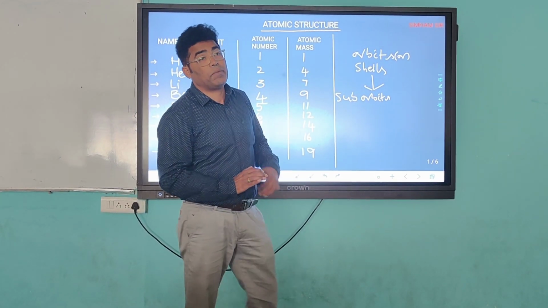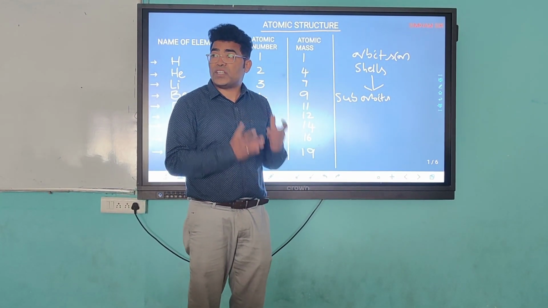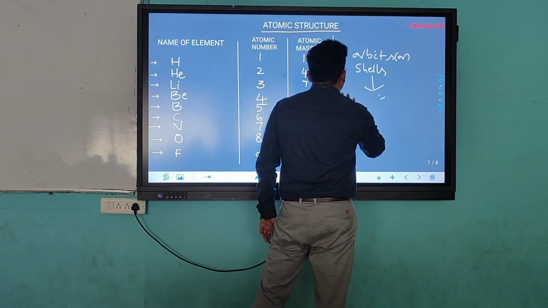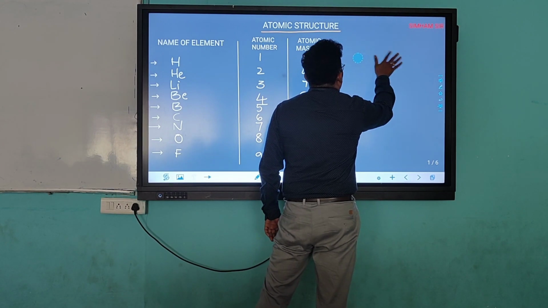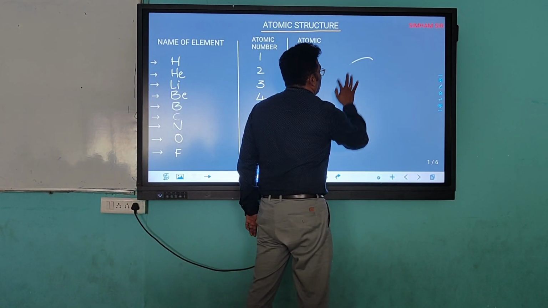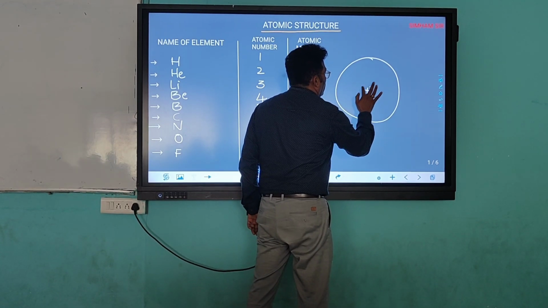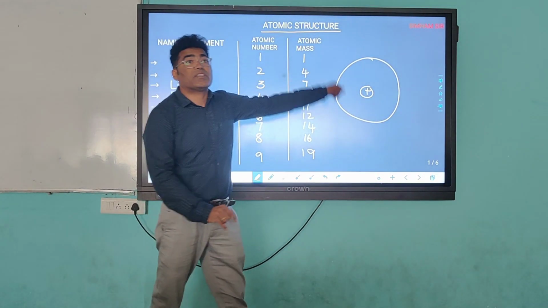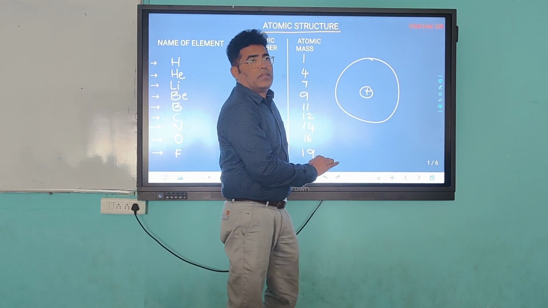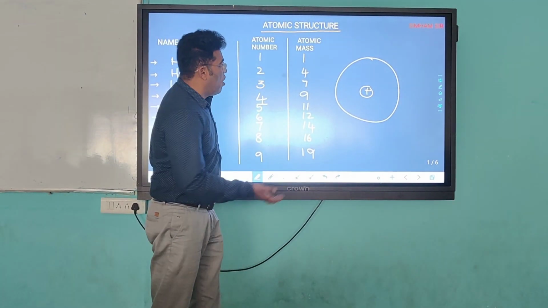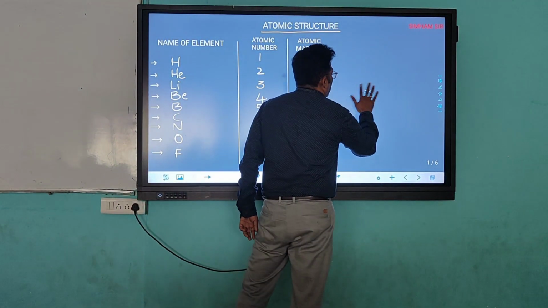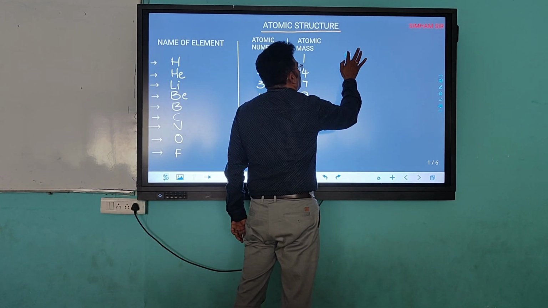The shape of an atom is spherical. In a spherical shaped atom, at the center what is present? Nucleus. Around the nucleus what are present? Orbits or shells. Orbits again contain suborbits.